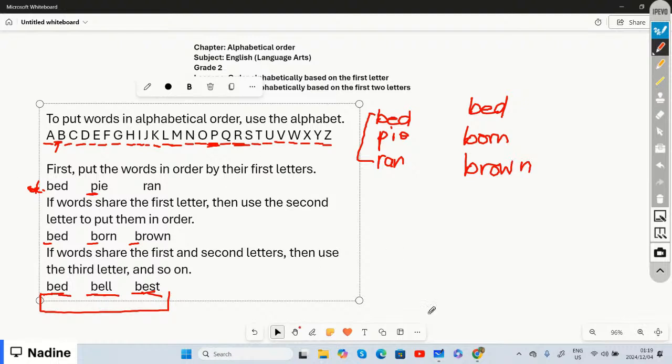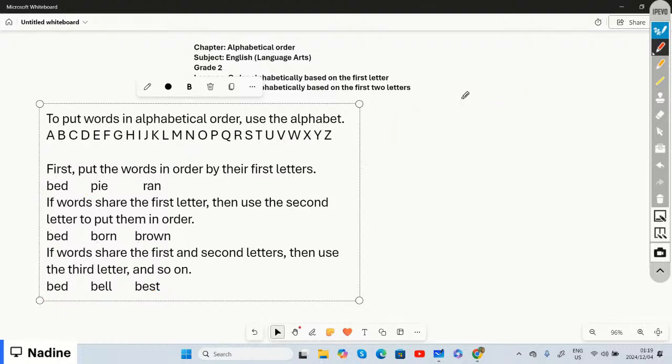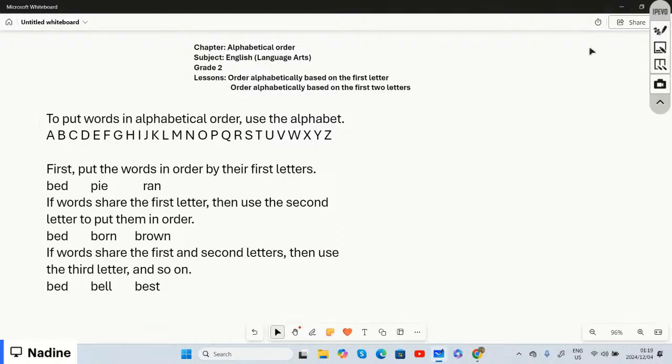All right. So now we're going to A plus students. Let's say A. And we're going to order alphabetically based on the first letter as well as on the first two letters.